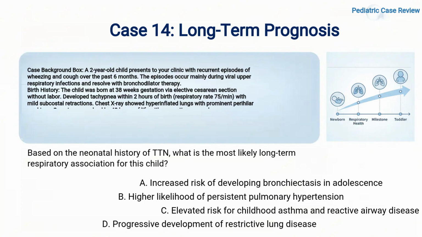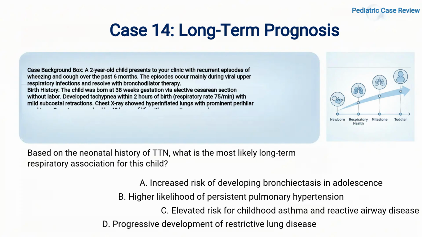Case 14. A 2-year-old child presents to your clinic with recurrent episodes of wheezing and cough over the past 6 months. The episodes occur mainly during viral upper respiratory infections and resolve with bronchodilator therapy. Birth history. The child was born at 38 weeks gestation via elective cesarean section without labor.